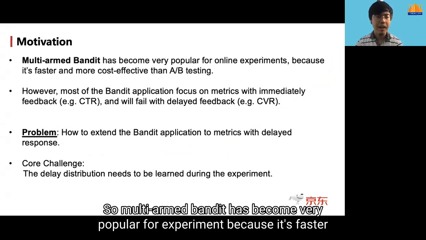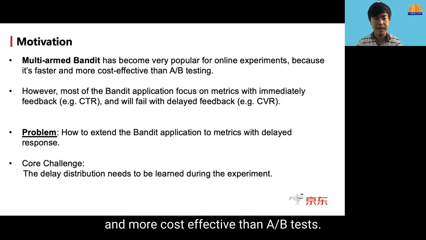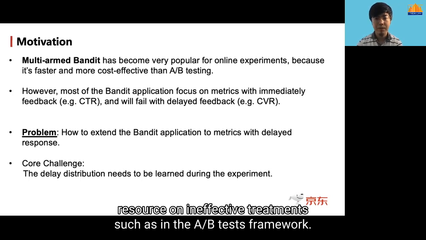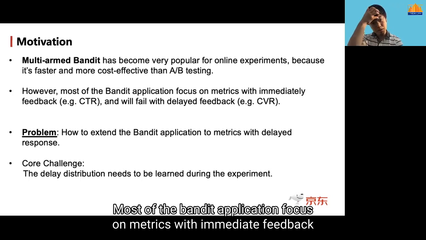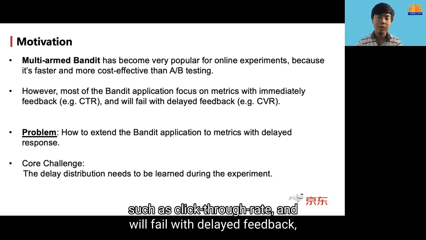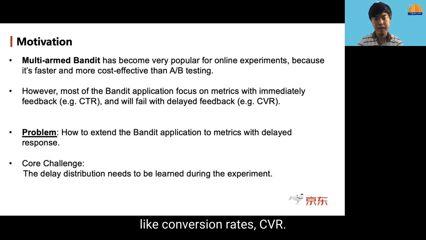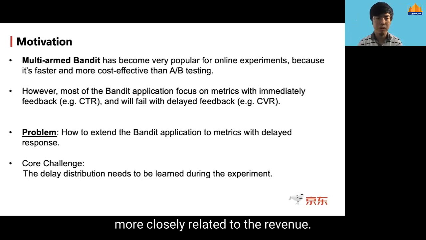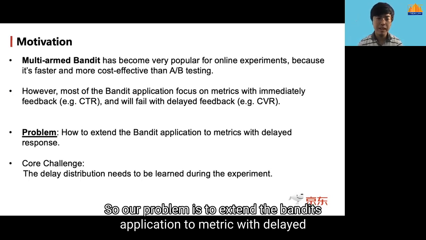Multi-arm bandit has become very popular for online experiments because it's faster and more cost-effective than A/B testing. It's more cost-effective because we don't have to worry about spending too much resource on non-effective treatments, such as in the A/B testing case. However, most bandit applications focus on metrics with immediate feedback, such as click-through rate, and will fail with delayed feedback, like conversion rate, CVR. But CVR is more relevant and useful in many cases because it's more closely related to revenue. So our problem is to extend the bandit application to metrics with delayed response.